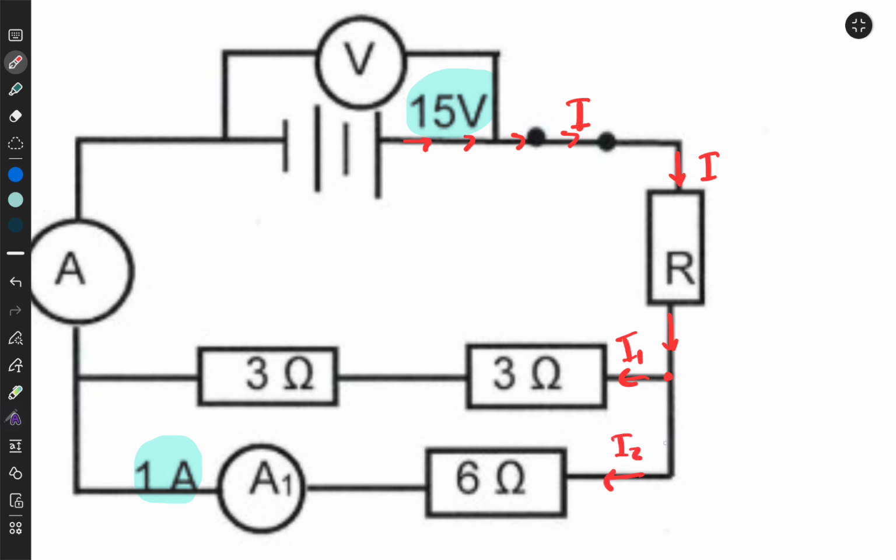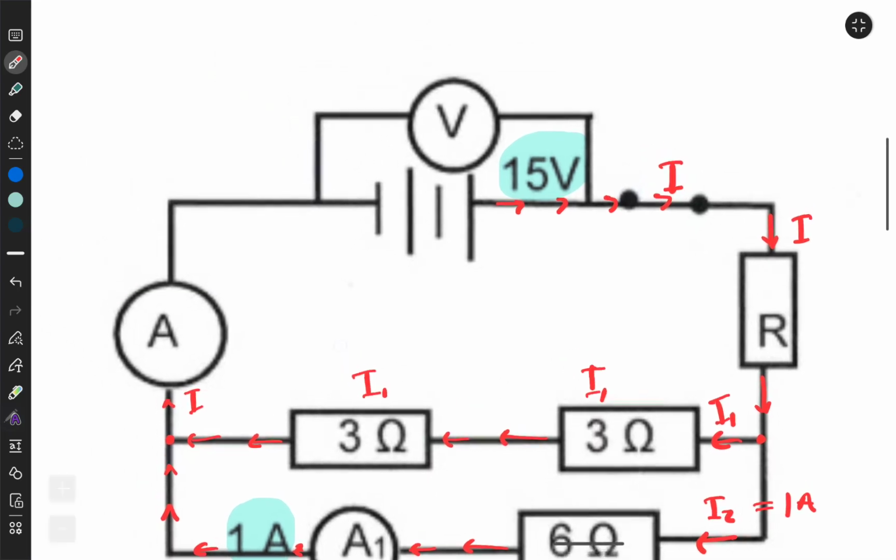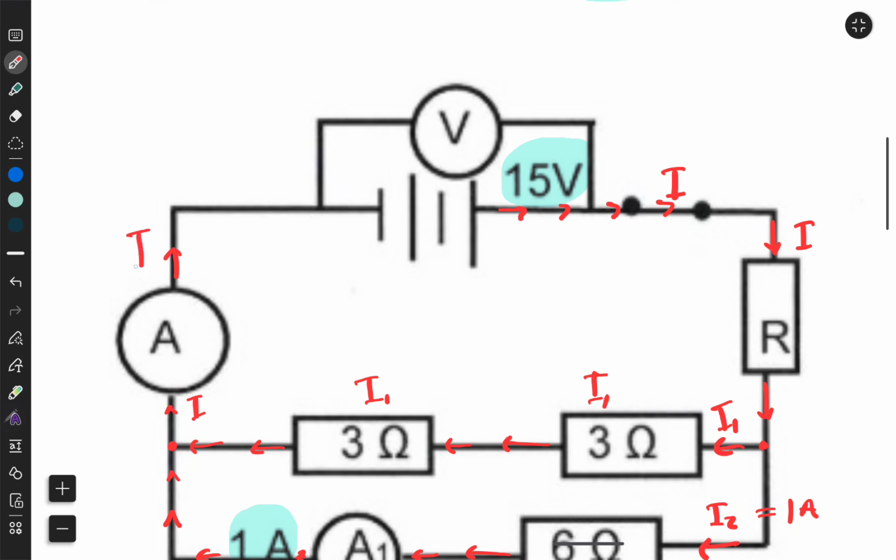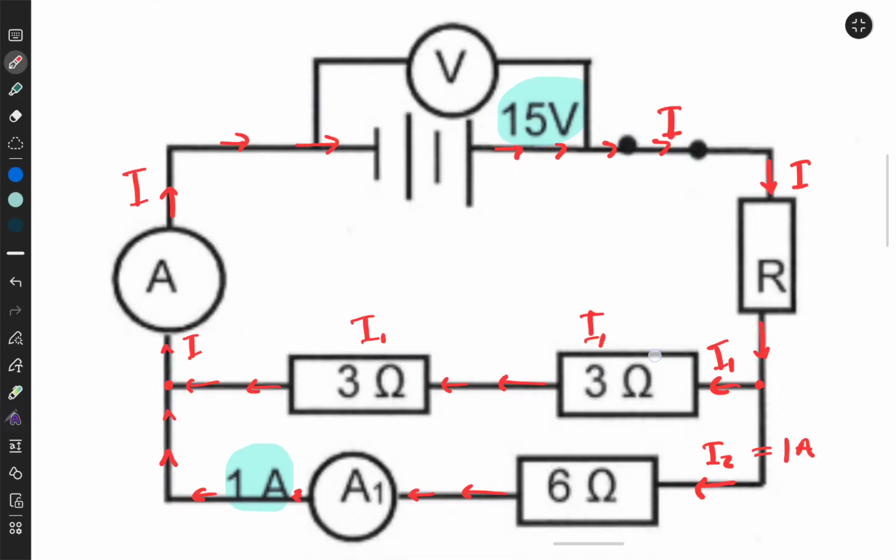I2 in this case is simply 1 amp. Then I1 here, I1 there, because these are in series, so they receive the same amount of current. And coincidentally, these two have the same magnitude of resistance. They mix here, then it goes again there. So that means the ammeter A reads the total current. Then the current recirculates again.